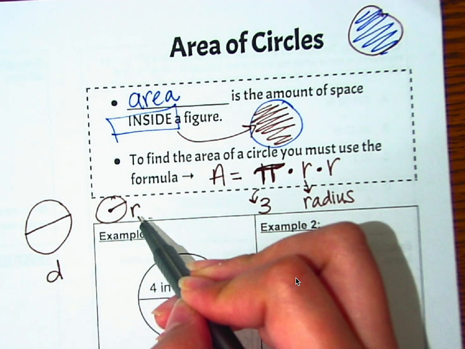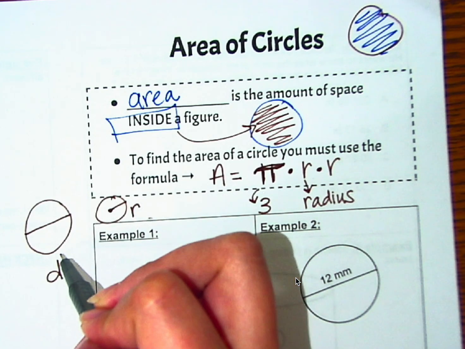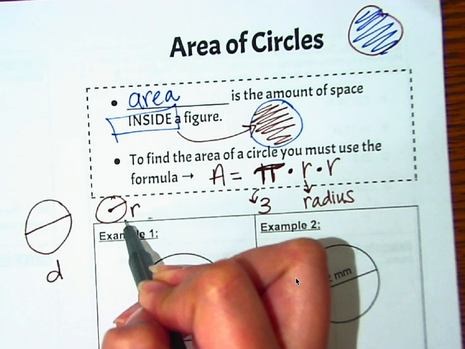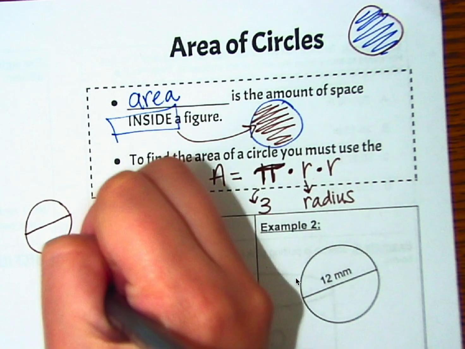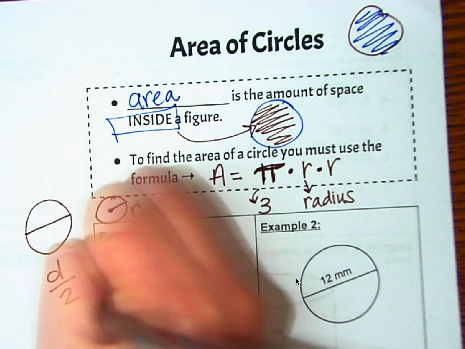If you don't have your radius and they give you the diameter, think about that for a second. How are you going to get from diameter to radius? It's going from big to small, right? So you're going to divide by 2.